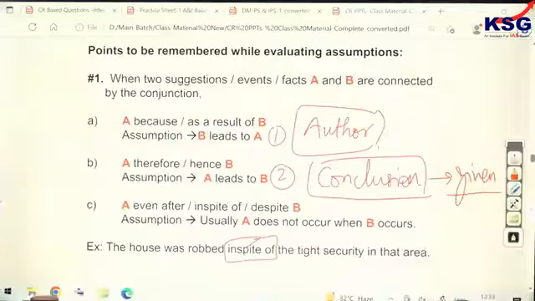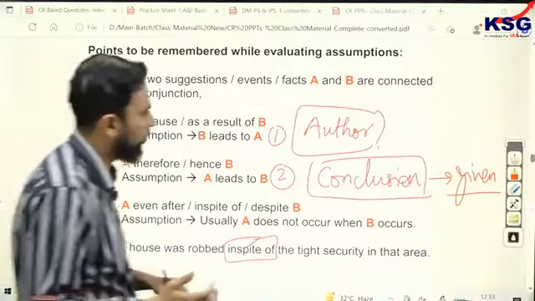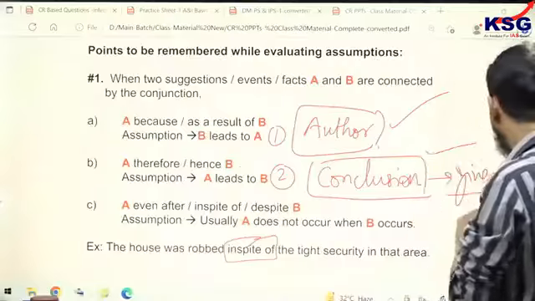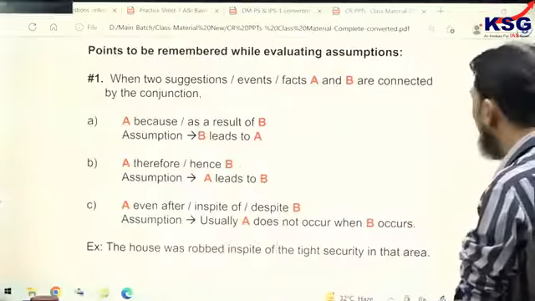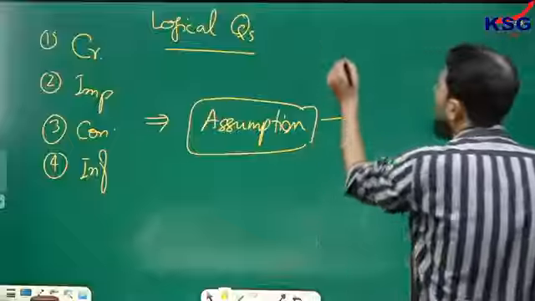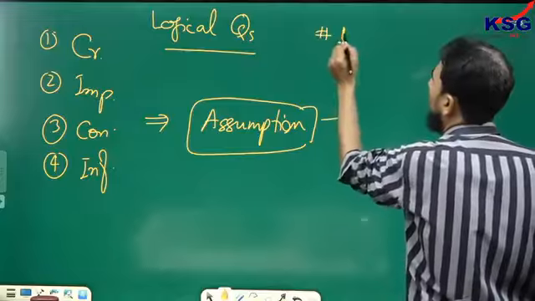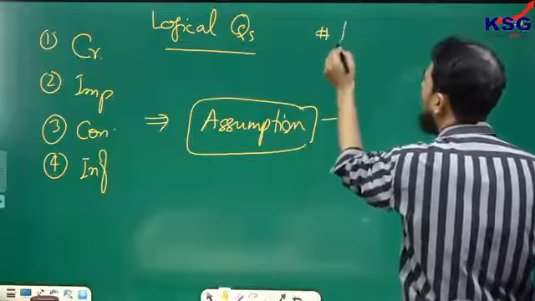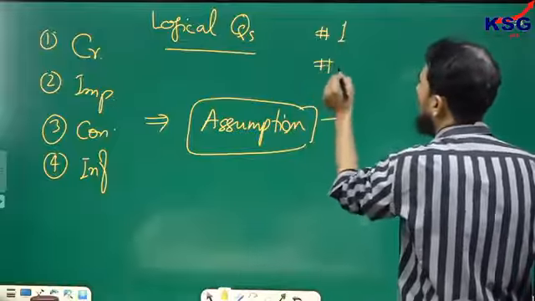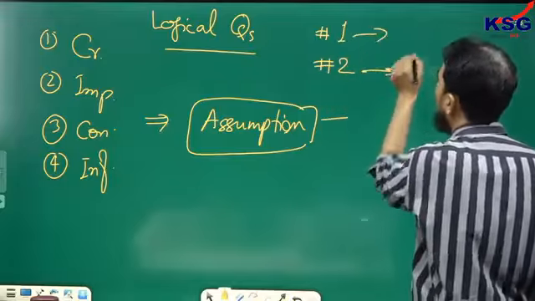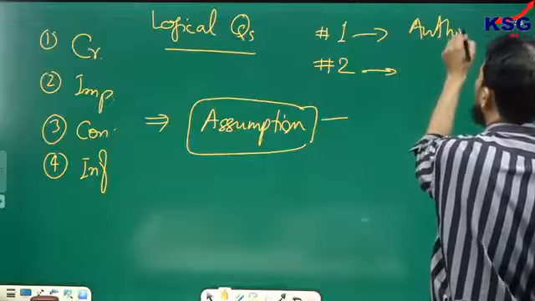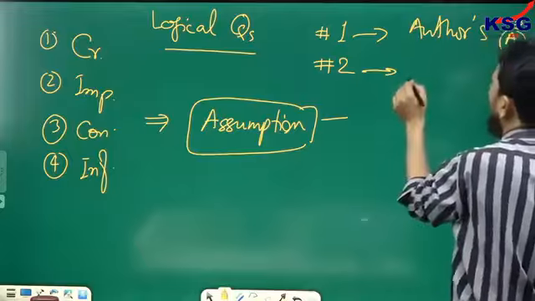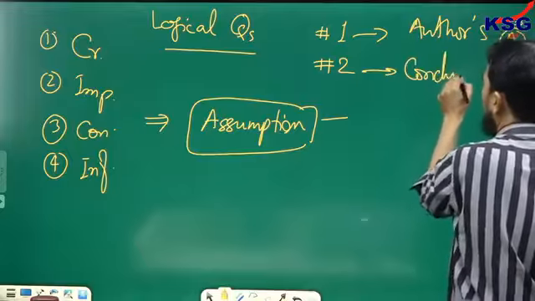So what you are supposed to do? I'm talking about your approach. First point you have written, it is author's assumption. Second point, conclusion will always be given. Right? So first point, author's assumption; second point, conclusion given.